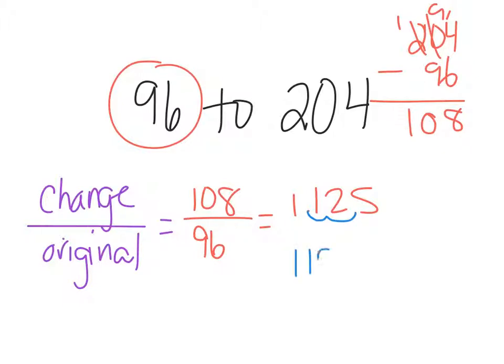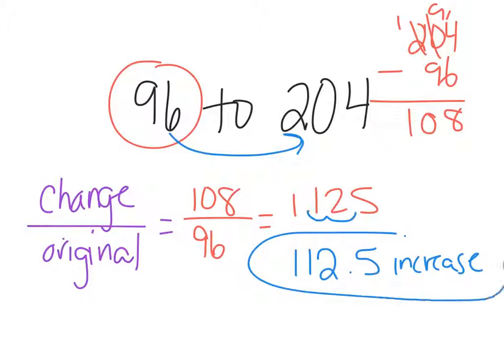So this is a 112.5%, and to go from 96 to 204 is an increase. Basically, this one more than doubled. So that's why the percent increase, oops, I should have had the percent there, the percent increase is over 100%. It looks like I put the percentages on the other ones. So those are some examples of how to calculate percent increase and decrease.